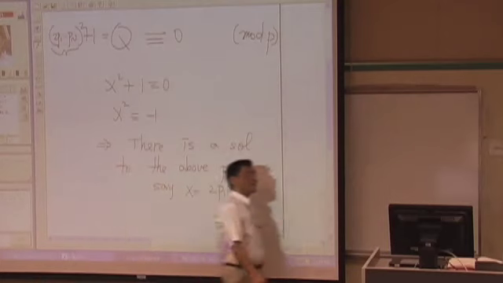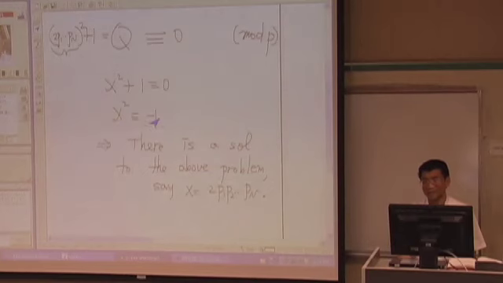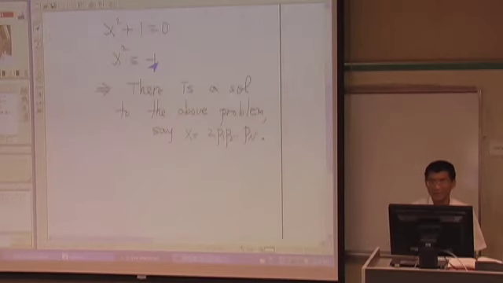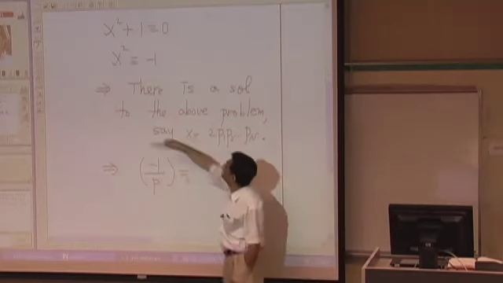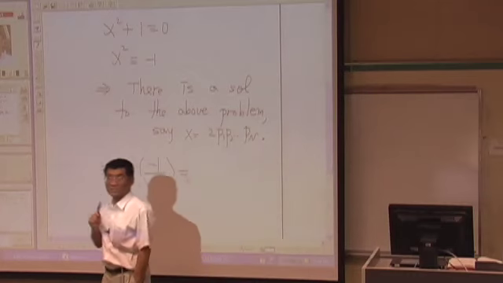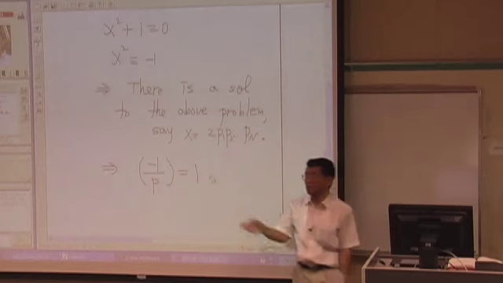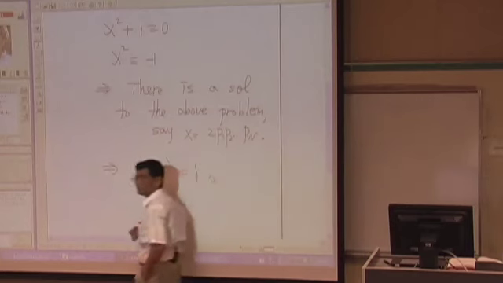Then we can write the Legendre symbol of this statement. If we convert this to the Legendre symbol, what is it? Negative 1 over P. If we convert this cumbersome long statement to just one symbol, it is equivalent to saying this is equal to 1. If you don't understand, ask.